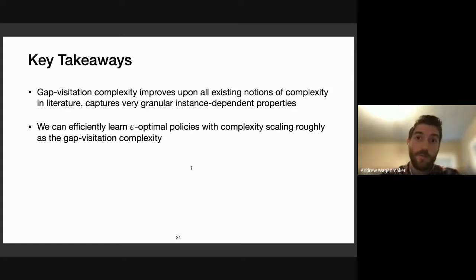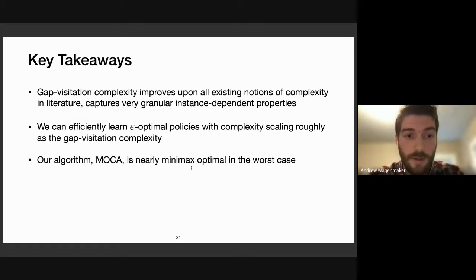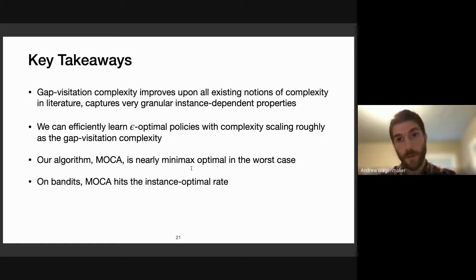And with our algorithm Mocha, we can efficiently learn epsilon optimal policies with complexity that scales roughly as this gap visitation complexity. In the worst case, Mocha is nearly minimax optimal. And on bandits, Mocha hits the instance optimal rate.